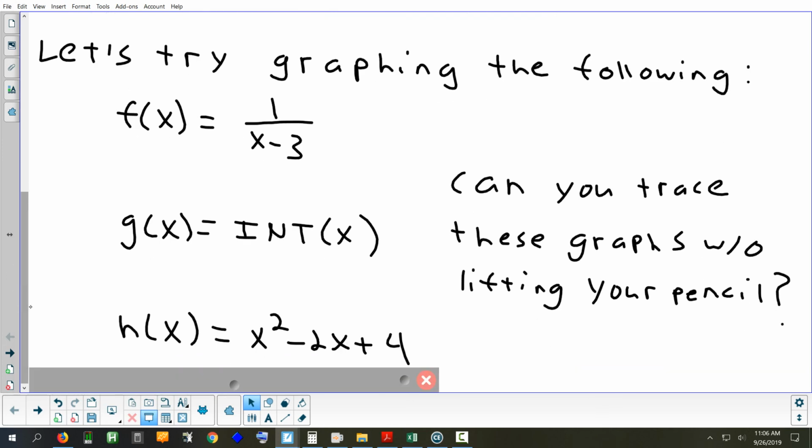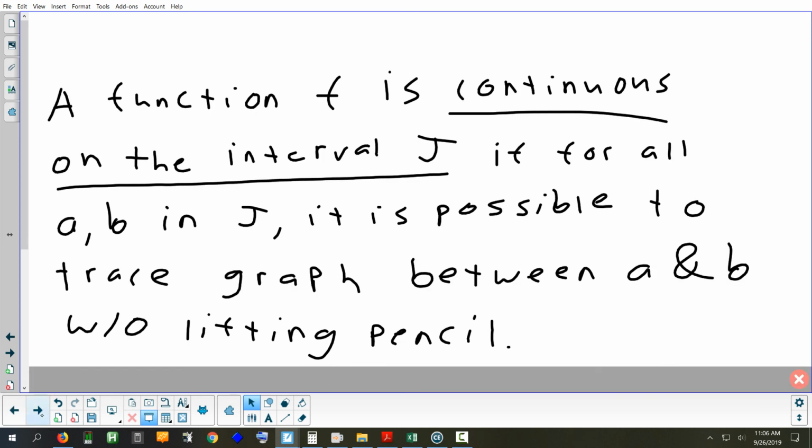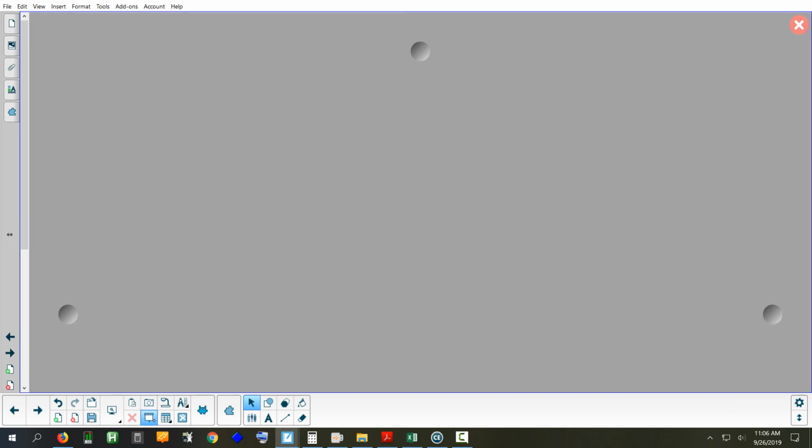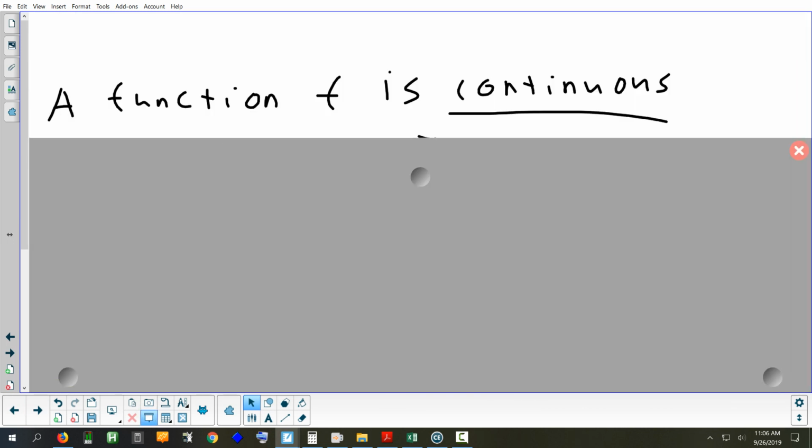Now, how about this? That's a parabola. Could you draw a parabola without ever lifting your pencil? Yeah, that one would be fine. Okay? So these first two, you couldn't. This last one, you could. So we're going to talk about what it means for a function to be continuous versus discontinuous.